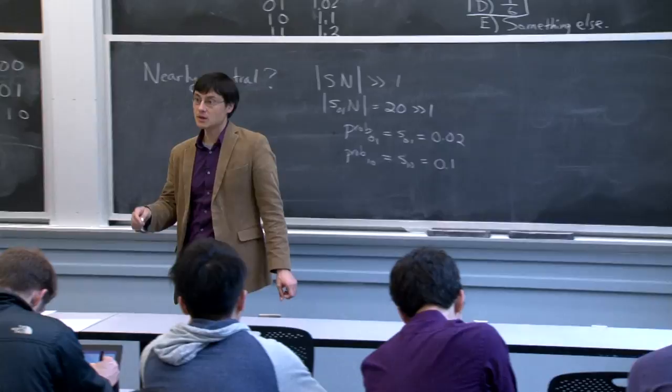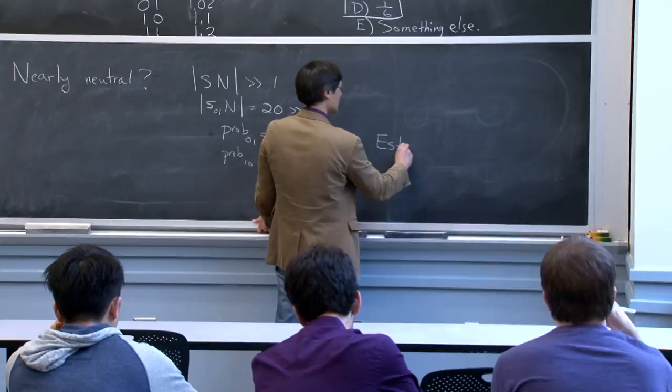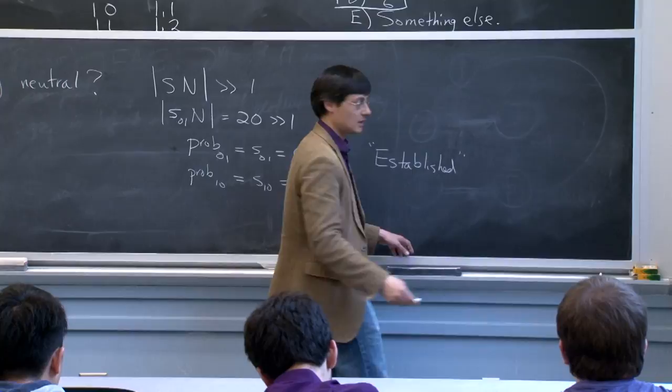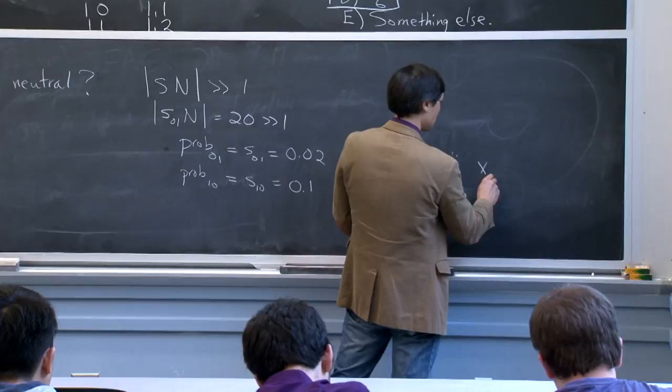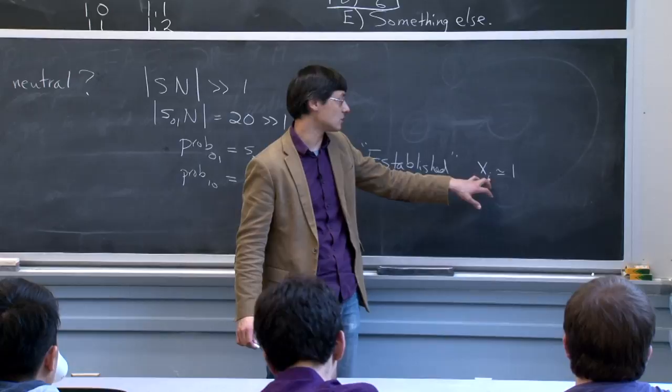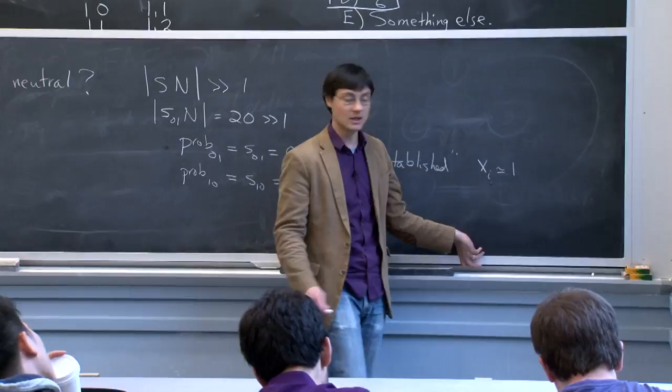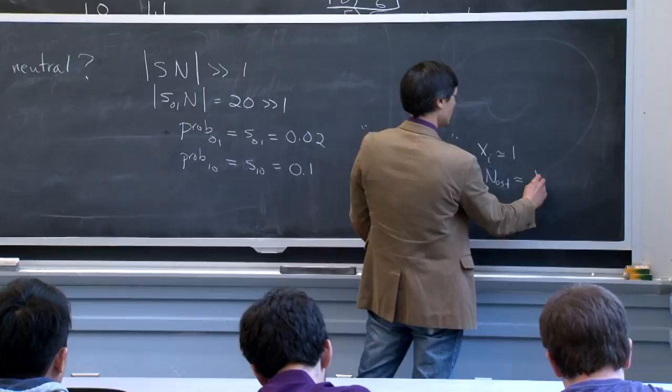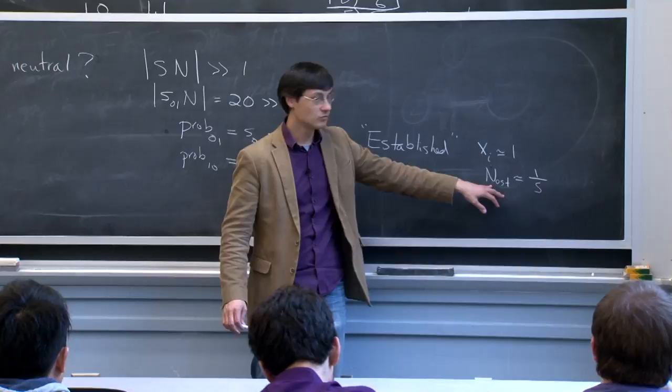So, when we say established, what we mean is that this corresponds to saying that the probability we talked about before, x sub i, is approximately equal to 1. So the question is how many individuals you have to get to in the population before you're very likely to fix. And what we found is that the number needed to become established went as 1 over the selection coefficient. So in this case, you would need to have 50 individuals before you were more likely to fix than not. If you want to be much more likely, you might need twice that or so.